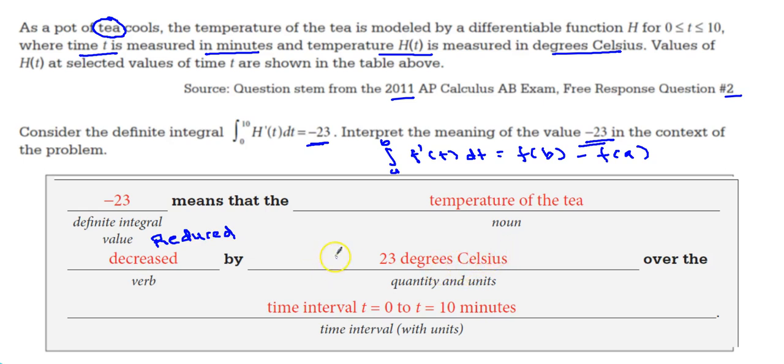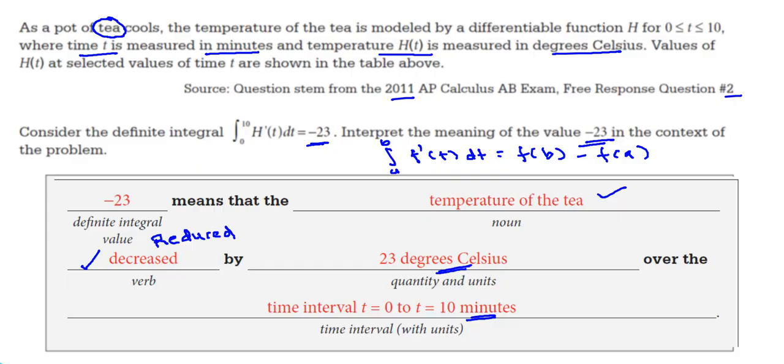You cannot write negative 23. You cannot use double negatives. You already use the word decrease. You cannot use negative 23 over the time interval 0 to 10 minutes. This is minutes, very important. Units, very important. And this is what? Temperature of the tea. So from 0 to 10 minutes, the temperature is reduced by 23 degrees Celsius.